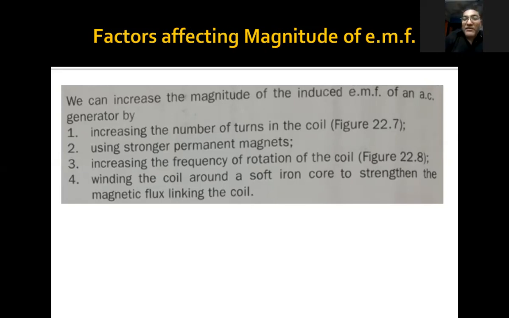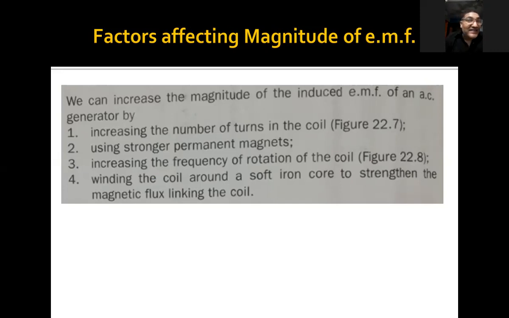With the help of the handle, you are rotating the coil. In 1 second, how many revolutions that coil is completing, that is called frequency. So rotate it fast, increase the rotation speed, increase the rotation frequency. If you increase the rotation frequency, the amount of current induced will also increase. The amount of EMF induced will also increase. The voltage will be larger.